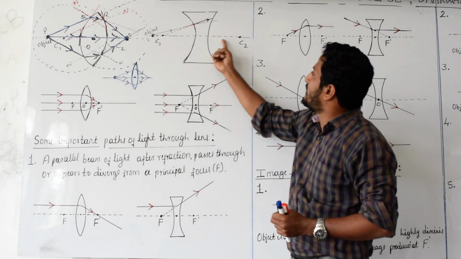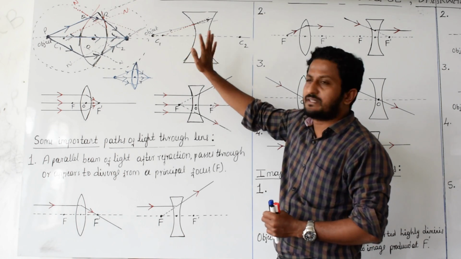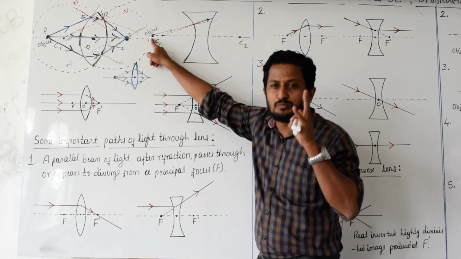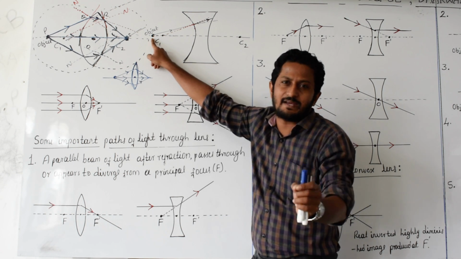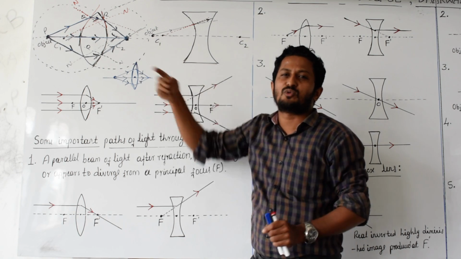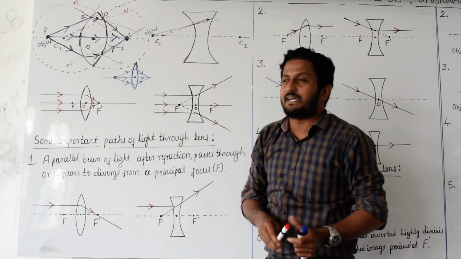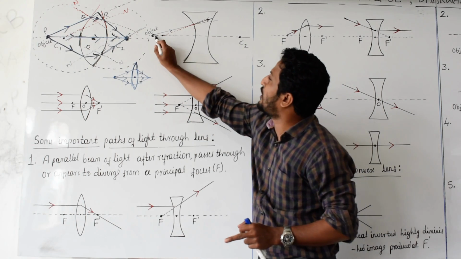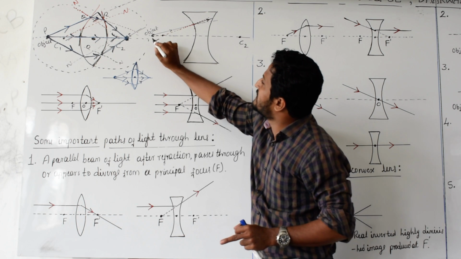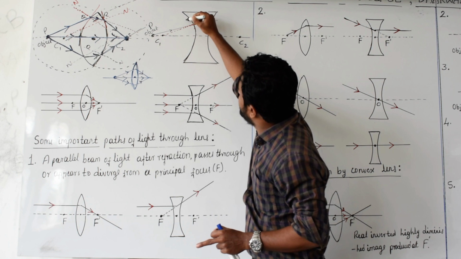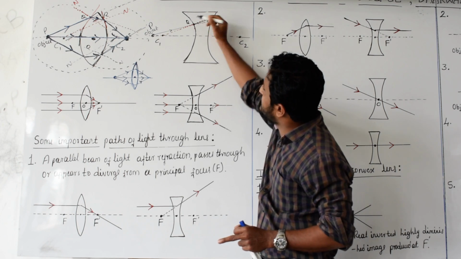Now this line, as I already said, we call the principal axis. Here also, O is an object, I mean a point object placed on the principal axis. From that we again have to take three light rays as we saw before. The first light ray: this is the object, and from it I have taken this light ray, P to Q. This PQ is incident here at this point.